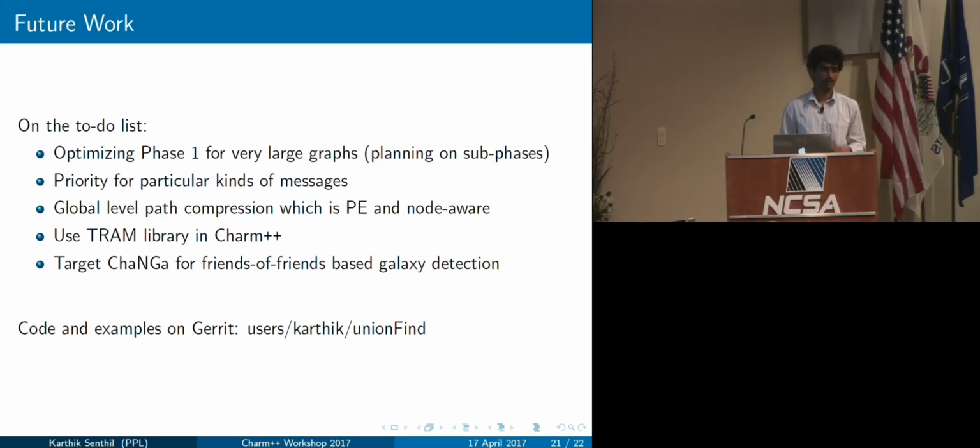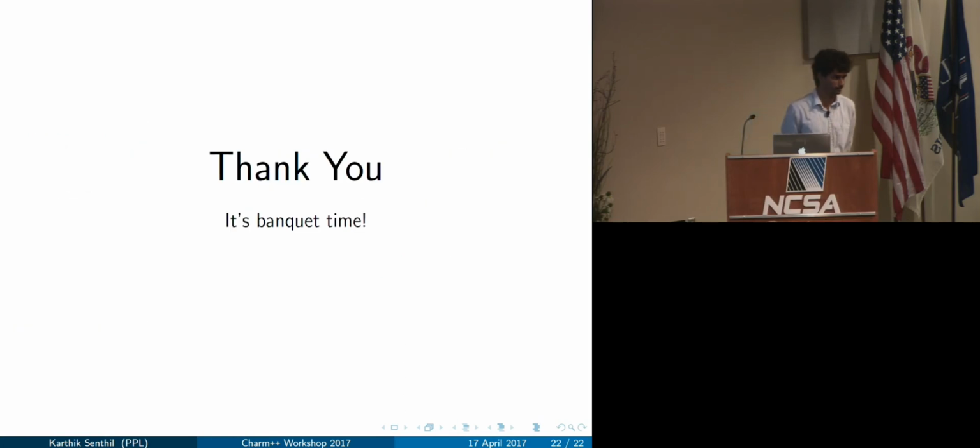optimization. Of course, we want to implement a global level path compression and build a shallow tree not just at your chare level, but also at your PE level and node level. We also plan on integrating the TRAM library, which is the topology-aware routing and aggregation of messages from Charm++, since this is a very communication-intensive application. We also plan on targeting ChaNGa to perform the friends-of-friends-based galaxy detection component. So the code and examples for this work are available online. Thank you. Any questions?